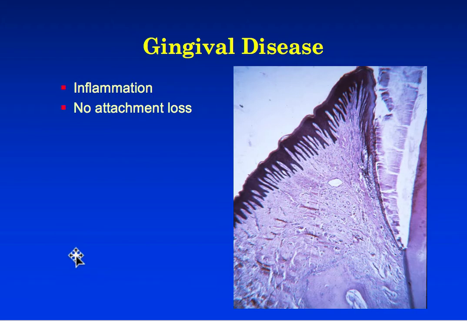Deepening of the gingival sulcus may occur as a result of a coronal movement of the gingival margin, apical displacement of the actual epithelial attachment, or a combination of the two processes.